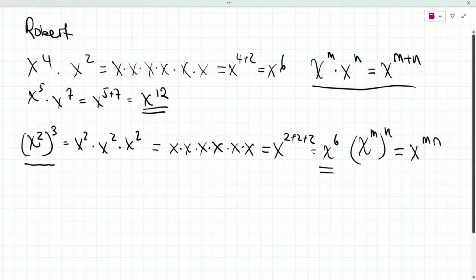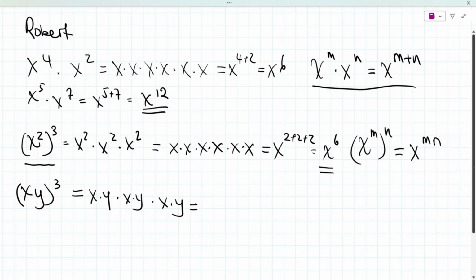Okay, let's look at another example, and that is x multiplied by y, and this is all to the power 3. Now, this is the same as saying xy, or x multiplied by y, multiplied by x multiplied by y, multiplied by x multiplied by y.